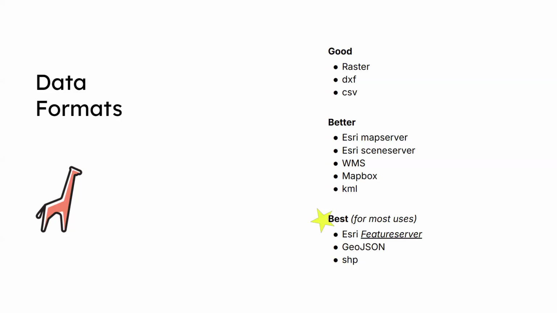And then your best formats are going to be your Esri Feature Server, a GeoJSON, or a shapefile. My personal preferences are shapefile or Feature Server. And the reason for that is, Feature Server, of course, is an API connection. So it live updates whenever there's updates to the data from the data source, and unlimited size because it's being hosted by that data source.